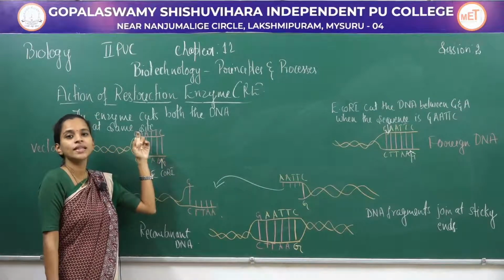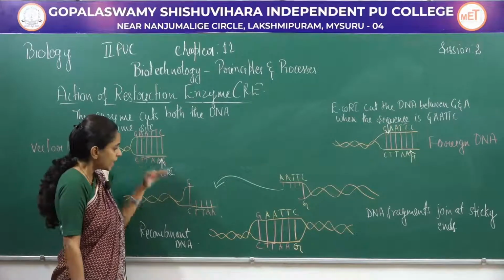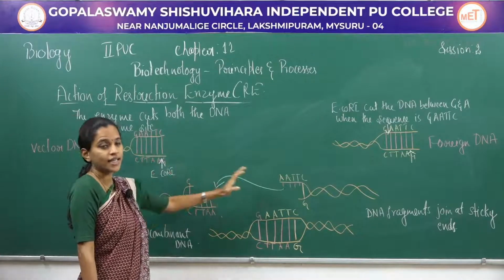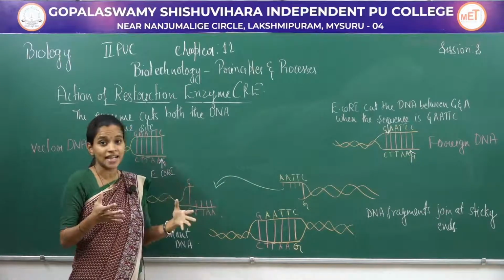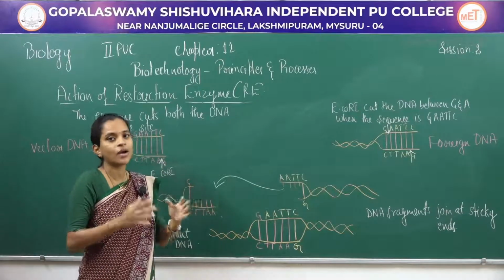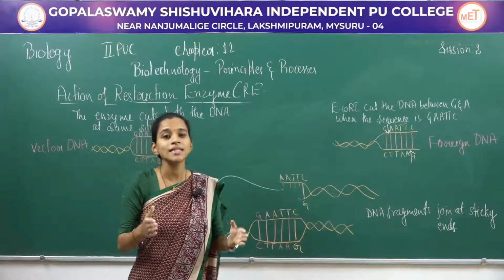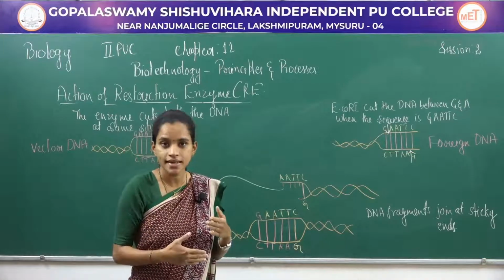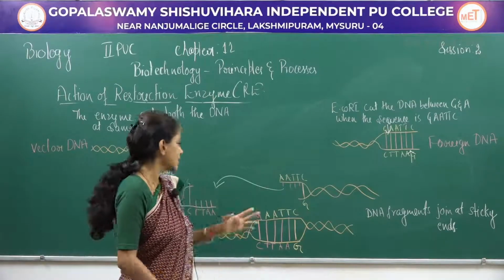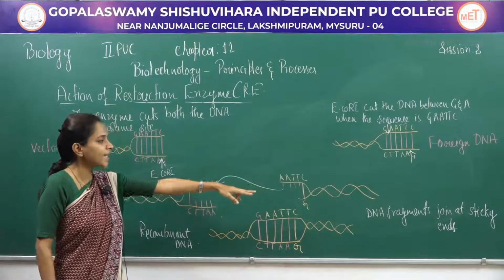coli will be between the guanine and adenosine. In the next step you can see both the foreign DNA as well as the vector DNA, both are having cut ends. These cut ends are termed sticky ends. Why are they called sticky ends? Because once they come across their complementary sequence, they start to produce the hydrogen bonds. That is why they are termed sticky ends.